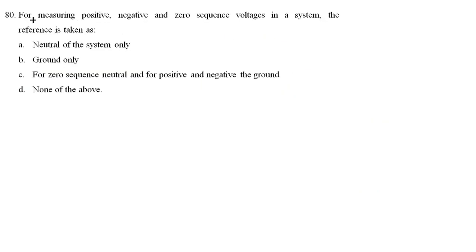Question number 80. For measuring positive, negative and zero sequence voltages in a system, the reference is taken as. Now we know that whenever we draw the positive and negative sequence networks, we take the reference as neutral. Remember, for positive and negative, whenever we draw the circuit, we take neutral as a reference, whereas for zero sequence, we take ground as a reference.